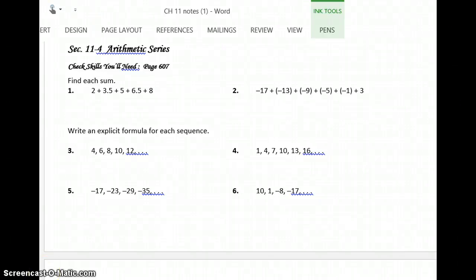Class, today we're working on section 11.4, arithmetic series. So we're moving back and working with arithmetic sequences. It's just that we're now working with series. So if you would take a moment and work through the first 6 check skills, and then we'll show what those look like, and hopefully we'll be able to move on quickly.